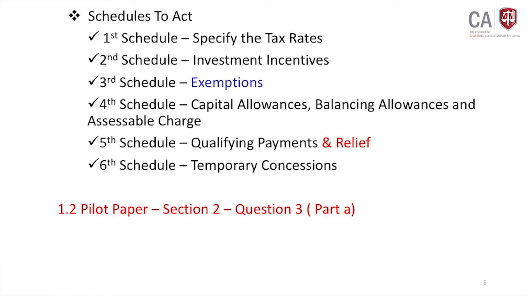Why is it called a temporary concession? Because the concessions are available for the years of assessment of 3 years. How is it 3 years? It comes from the new Act number 24 of 2017, which was effective from 1st April 2018. From 1st April 2018, the 3 years, that means 18-19, 19-20 and 20-21, only 3 years, these 6 scheduled concessions are available. That's why they are named temporary concessions.